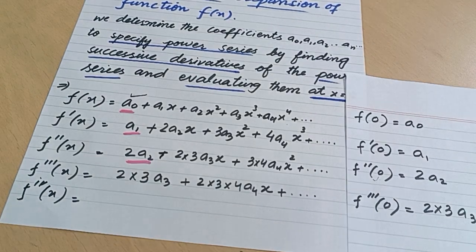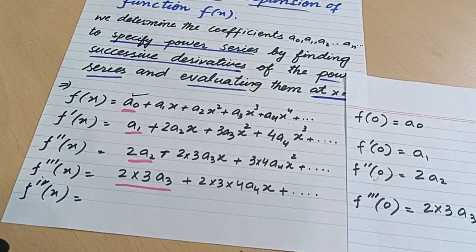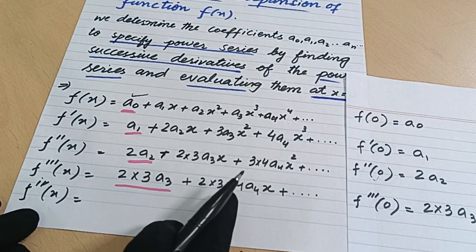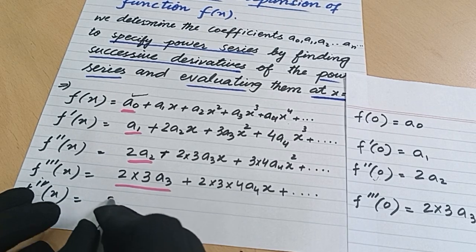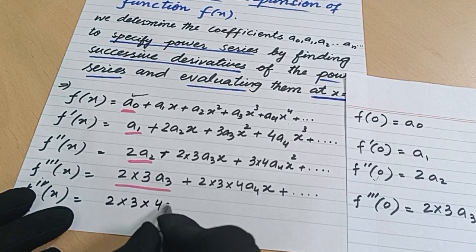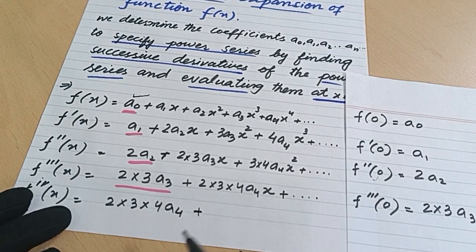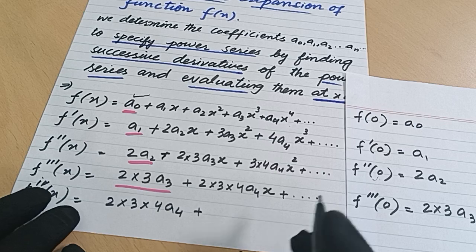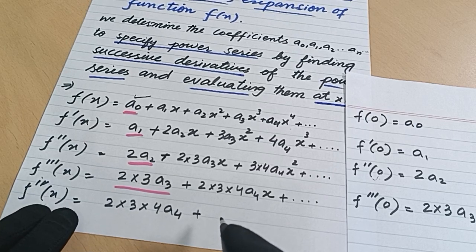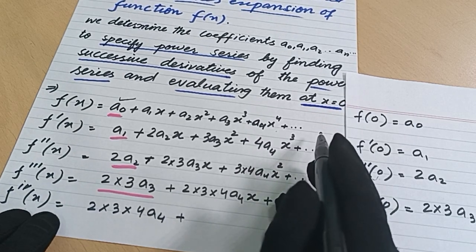Now this term will be constant, without x this will be 0, and this will be the first term. Okay, means 2 times 3 times 4 a4, x will be 1. So what will be its next term? Its next term will be, the power that was written in the start, so its power was 5.